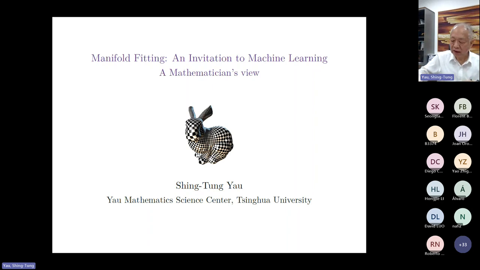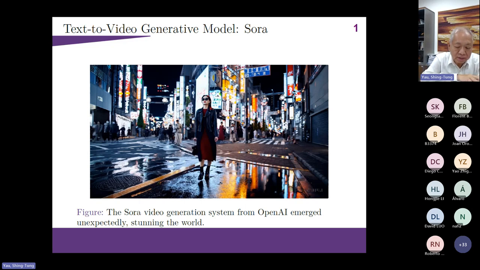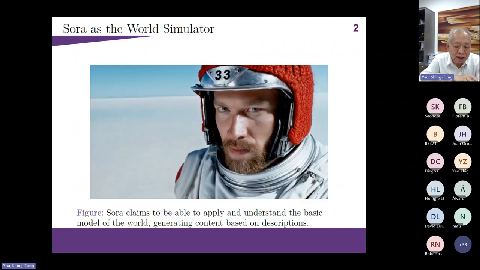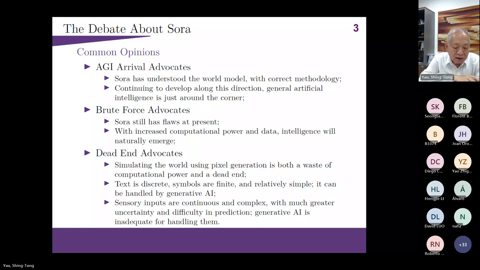So let's start from the first work, which was largely done by Qigong Yao. This is a frame from a very famous video, an example recently produced by Sora. It's hard to tell if it's a real photo or not. Another example. Sora claims to be able to understand the basic model well, generating content based on descriptions. AGI, Artificial General Intelligence, has advocates who say it has arrived. And Sora has understood the world model well, and continuing to develop along this direction, general AI is just around the corner. That is what they advocate.